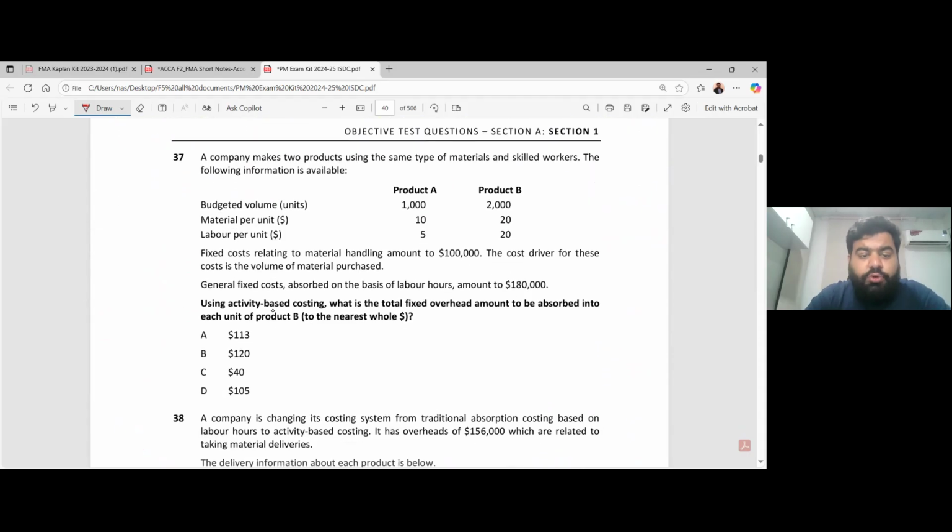Okay. So now this is the question that you have to do as the assignment. What you have to calculate is the fixed overhead absorbed into each unit of B. You have to do the assignment and submit it to me.